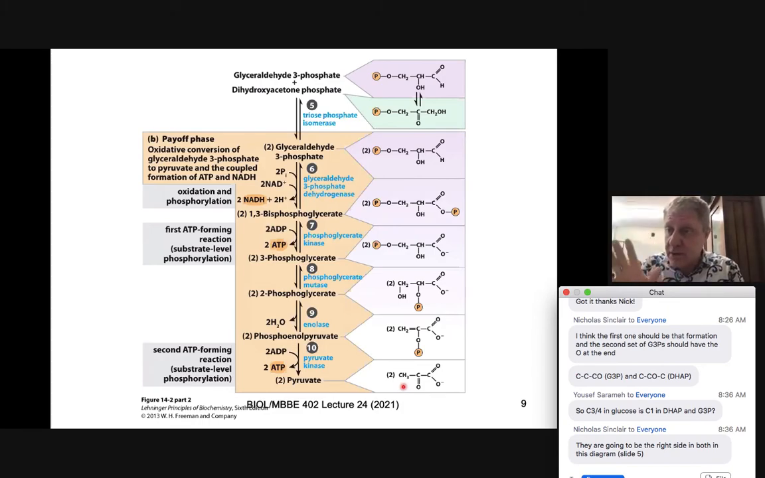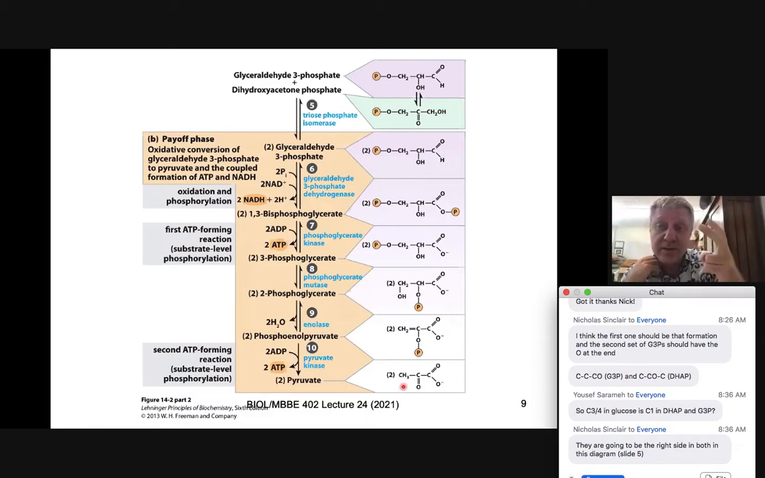So there's going to be some of those in the homework. There can be some of those in the tutorial, which you will actually do in the recitation. So let's now look specifically at that payoff phase. How are we going to make sure that this reaction moves forward? Because we've consumed ATP in our preparative stage. So we need two molecules of ATP to make a balance.